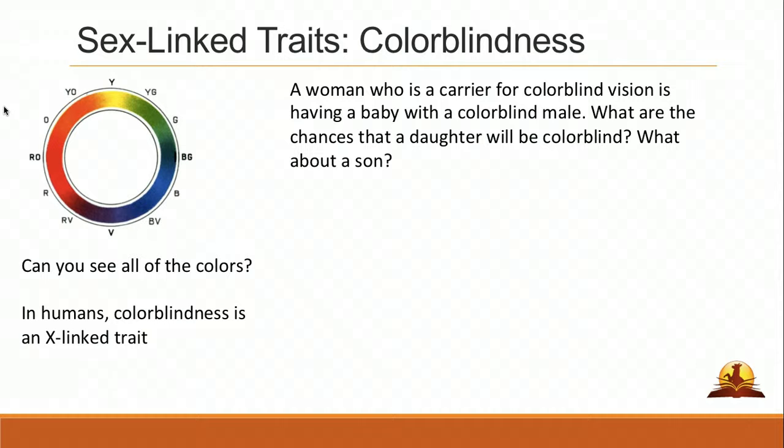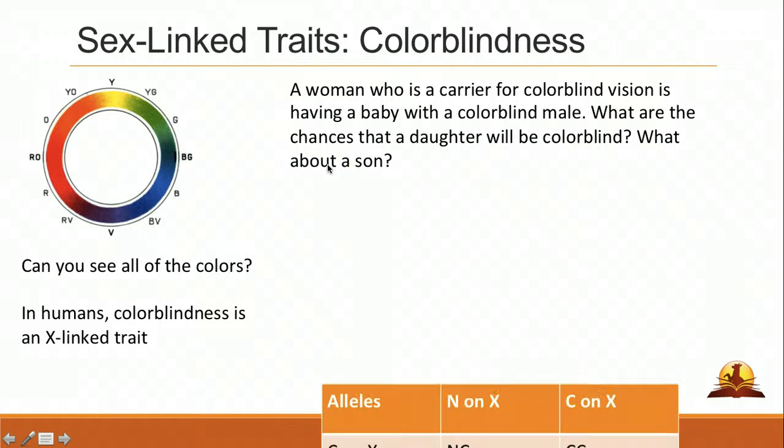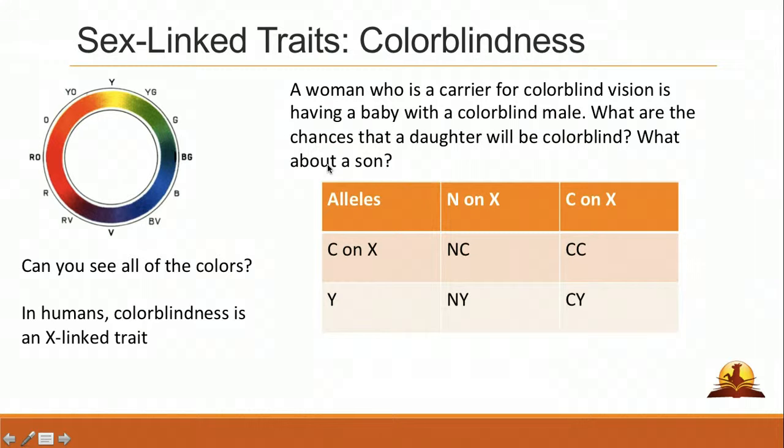So say, for example, there's a woman who's a carrier for colorblindness, and she's having a baby with a colorblind male. What are the chances that the daughter will be colorblind? What about a son? Well, this is how the Punnett square will look. Here's the mom. Again, she's a carrier, meaning heterozygous. So let's say N is not colorblind and C is colorblind. On her genotype, she has one N on an X and another C on an X. Let's say the male has colorblindness on his X, and remember, colorblindness is not on the Y chromosome.